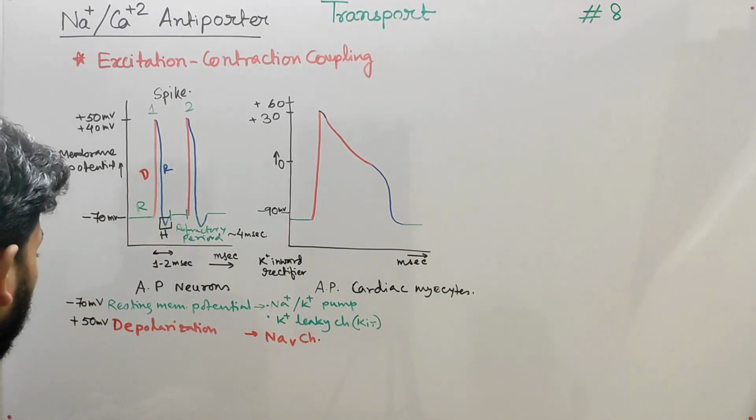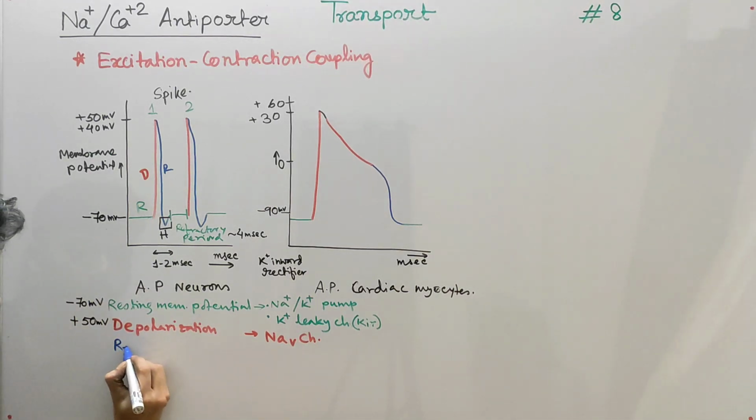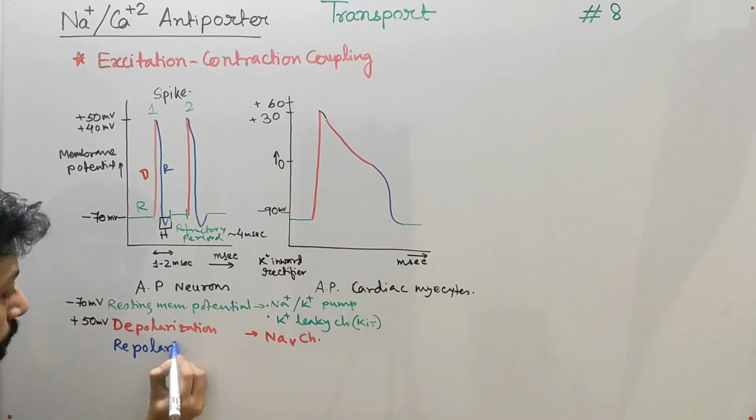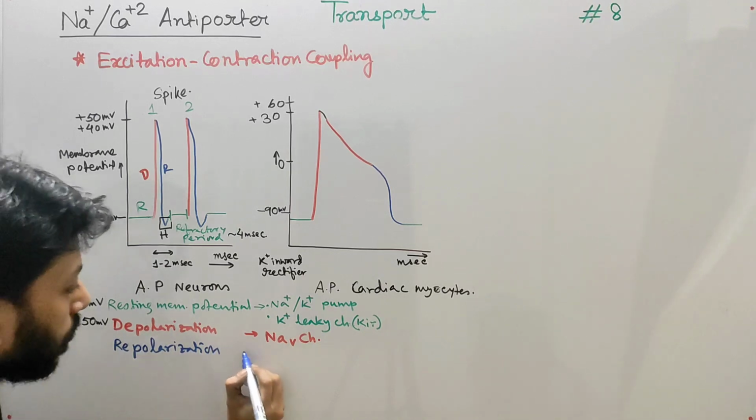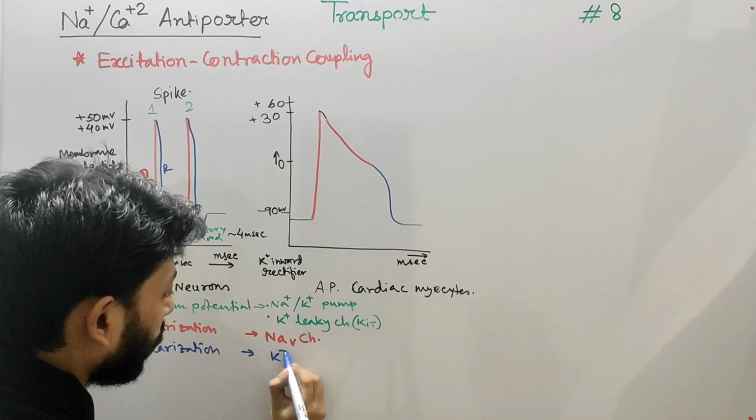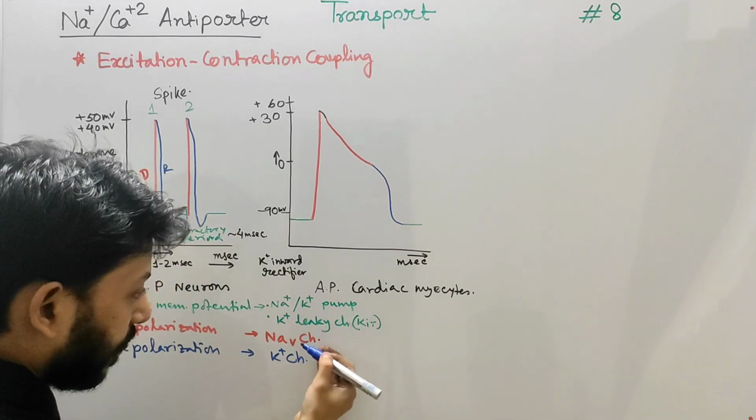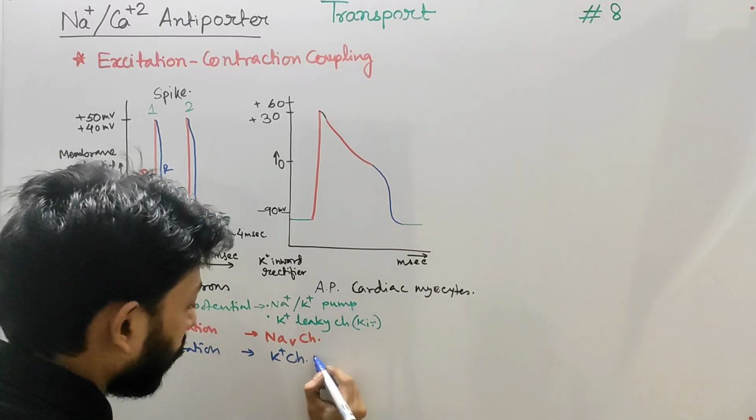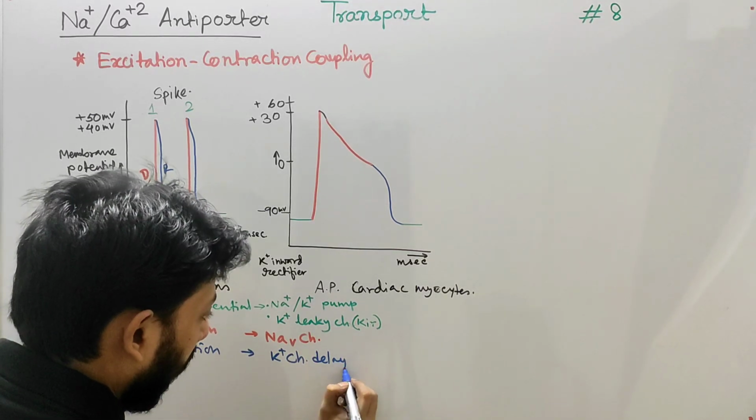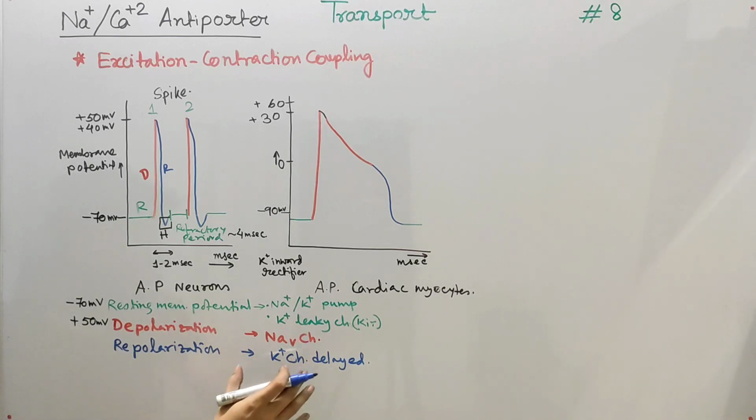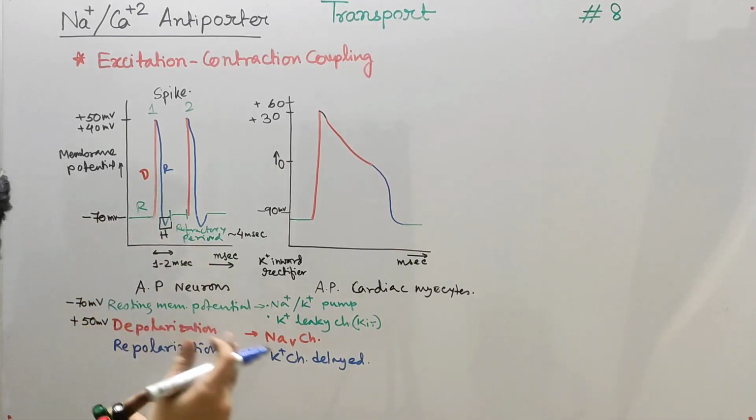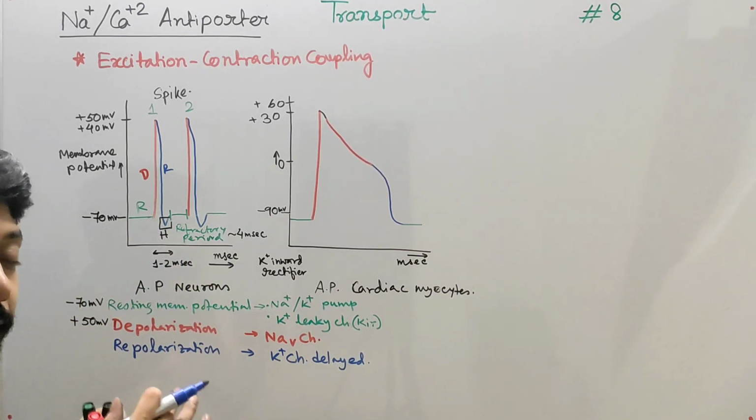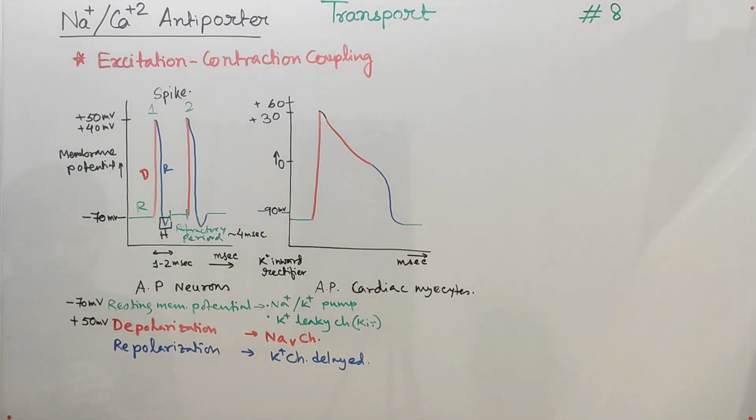Now repolarization occurs due to potassium channels. This potassium channel is different from the leaky potassium channels or KIR because it is called delayed: this potassium channel opens after a few milliseconds. That's why it's called the delayed potassium channel. During this repolarization, the positive membrane potential becomes negative again.